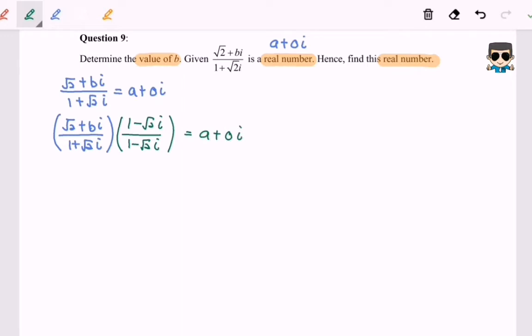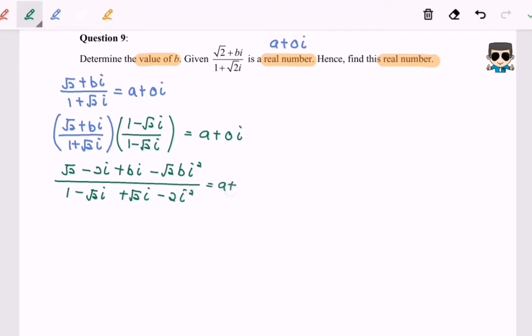So next step, I'm going to expand the left hand side. So we will have (√2 − 2i + bi − √2bi²) over (1 − √2i + √2i − 2i²) equals a + 0i. Just a reminder, i² actually equals negative 1.